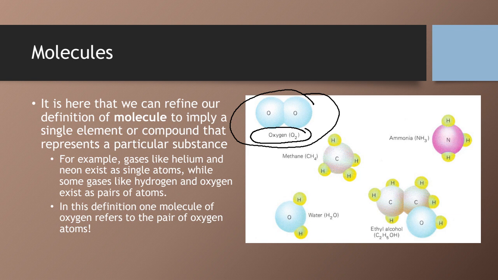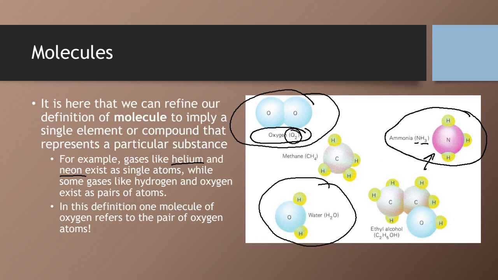Ammonia is similar. When we talk about a molecule of ammonia, we're talking about a single molecule of one nitrogen and three hydrogens combined together in this way. Gases like helium and neon exist as single atoms. And so when we refer to those, a molecule of helium is just one atom of helium. But a molecule of oxygen is O2. A molecule of hydrogen is H2. A molecule of water is H2O. Here's a molecule of ethyl alcohol.